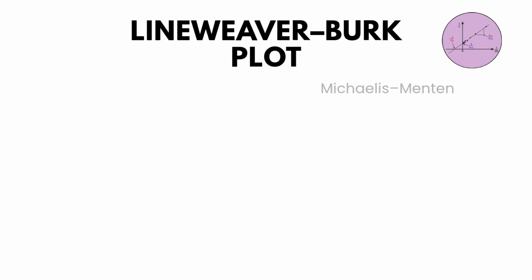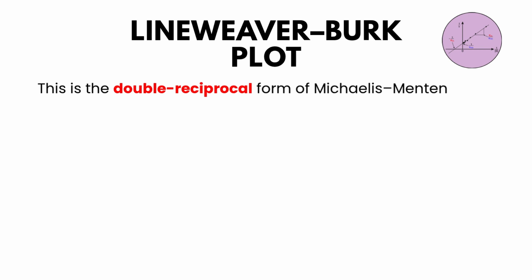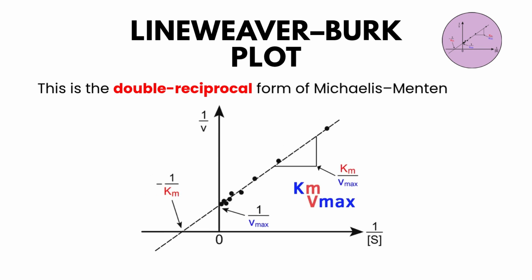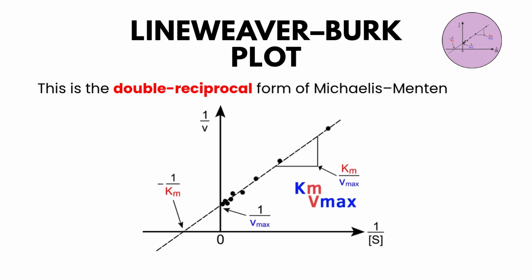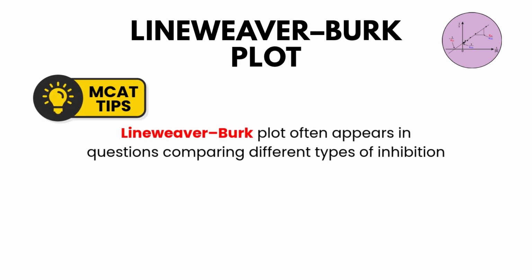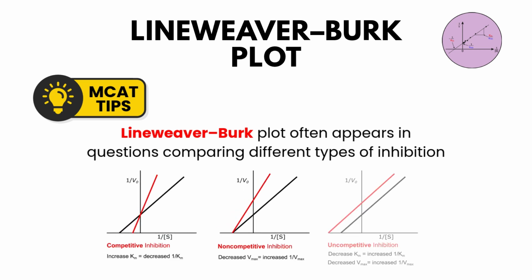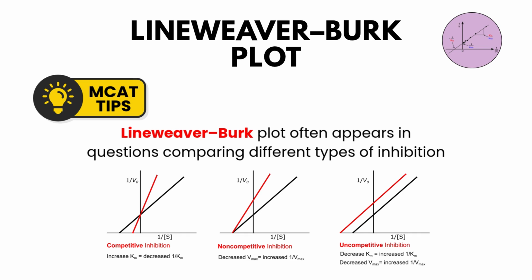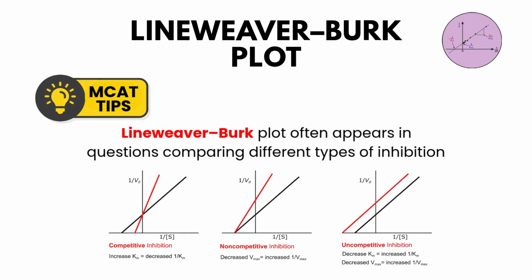Lineweaver-Burk plot. This is the double reciprocal form of Michaelis-Menten. It takes that curved graph and turns it into a straight line. When you plot 1 over V versus 1 over S, the y-intercept gives you 1 over Vmax, and the slope gives you Km over Vmax. MCAT tip. The Lineweaver-Burk plot often appears in questions comparing different types of inhibition: competitive, non-competitive, and uncompetitive. So knowing how Vmax and Km shift on the graph is key.